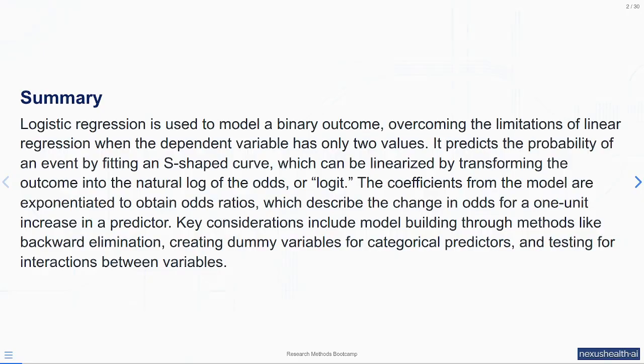There are certain key considerations which we shall also look at, which include model building through methods like backward elimination, creating dummy variables for categorical predictors, and testing for interactions between variables.